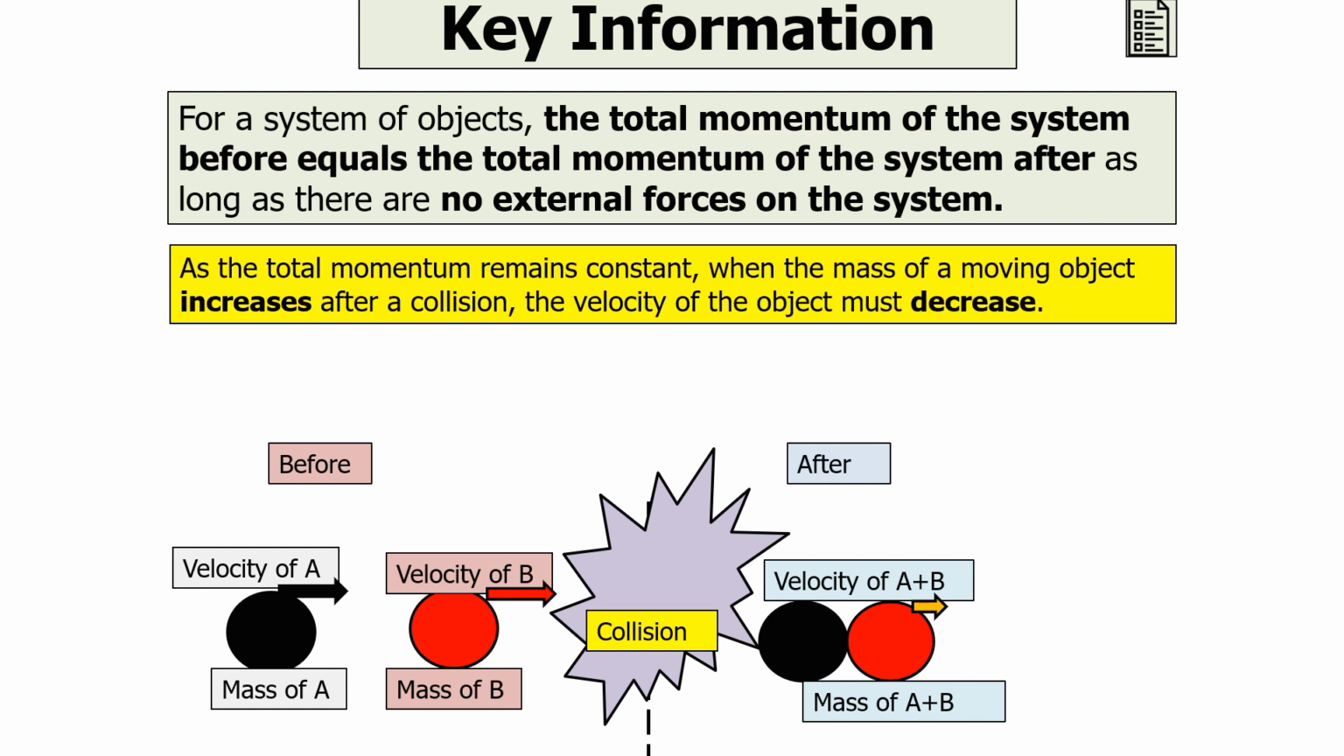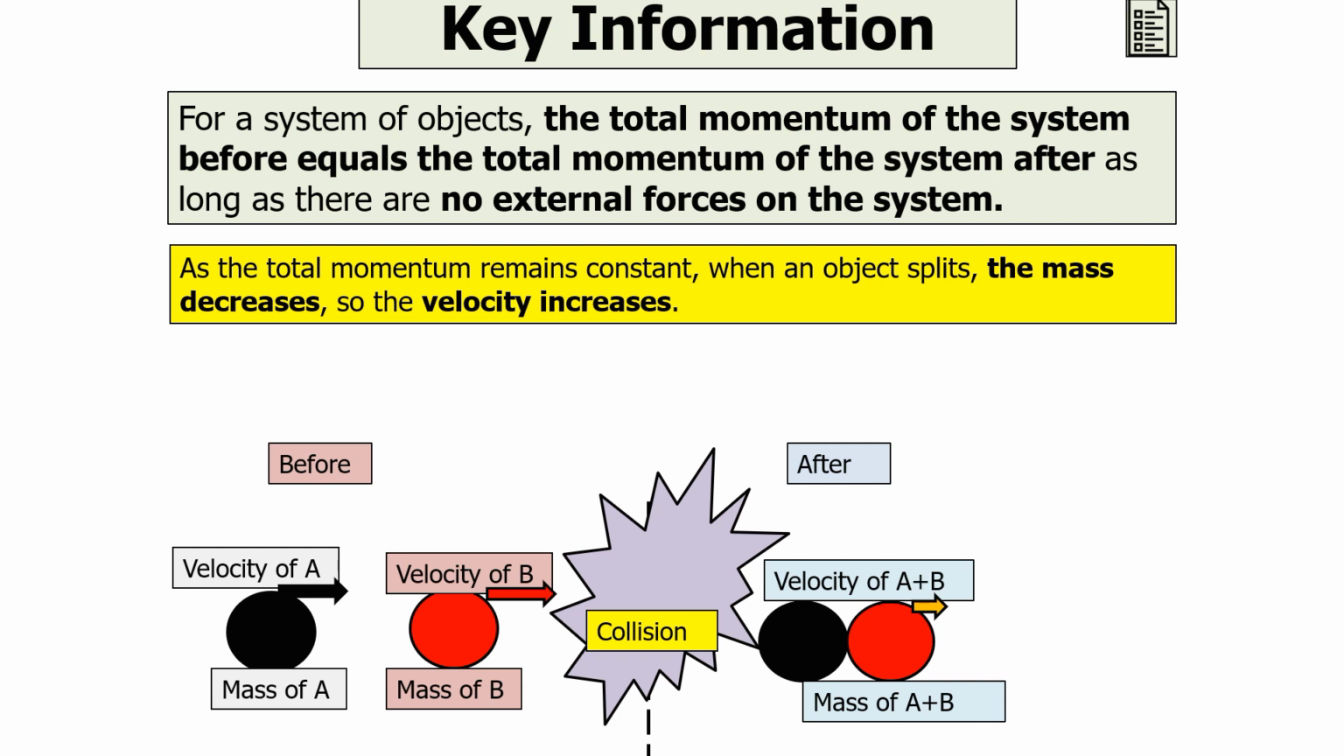Now, as the total momentum remains constant, when the mass of a moving object increases after a collision, the velocity will decrease. So it also indicates to us that if the mass of the object increases as the two objects couple together, their velocity will decrease. Or if an object splits, when the mass decreases, the velocity will increase.